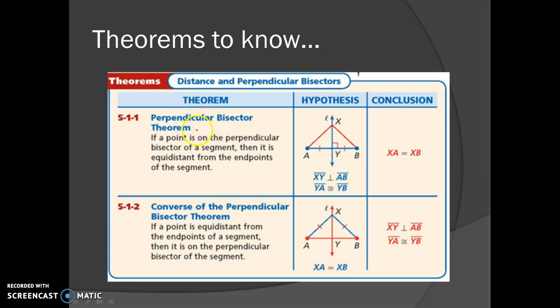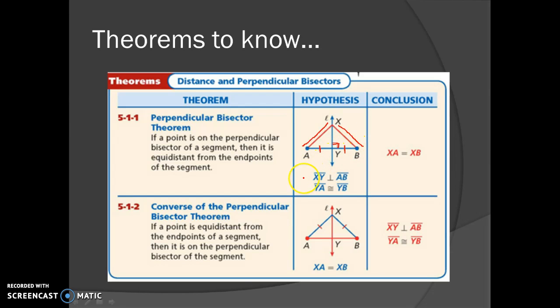So this first part, the perpendicular bisector theorem, says that if a point is on the perpendicular bisector of a segment, so first thing we know is that this line right here, XY, is a perpendicular bisector, which means it is both perpendicular, so a 90-degree angle, and it bisects segment AB, so AY is the same thing as YB. If we know that we have this perpendicular bisector, then we know that X is the same distance from the endpoints, meaning that this line over here, AX, is going to be the same length as XB.